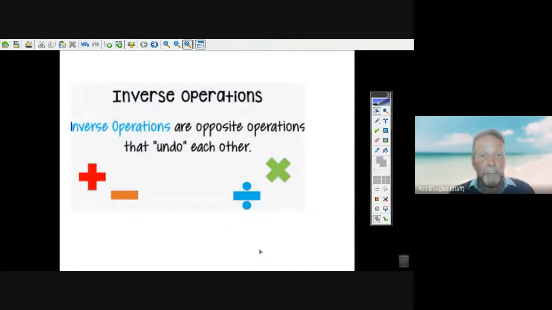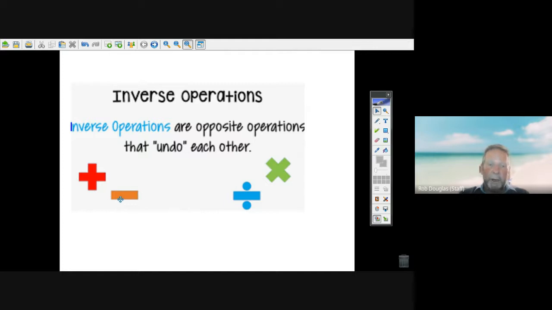We're going to look at opposite operations, or inverse operations. They're really important in algebra. Inverse operations are opposite operations that undo each other. So if you've added something to a number, or to anything, and you would like to undo that, you subtract the exact same thing.